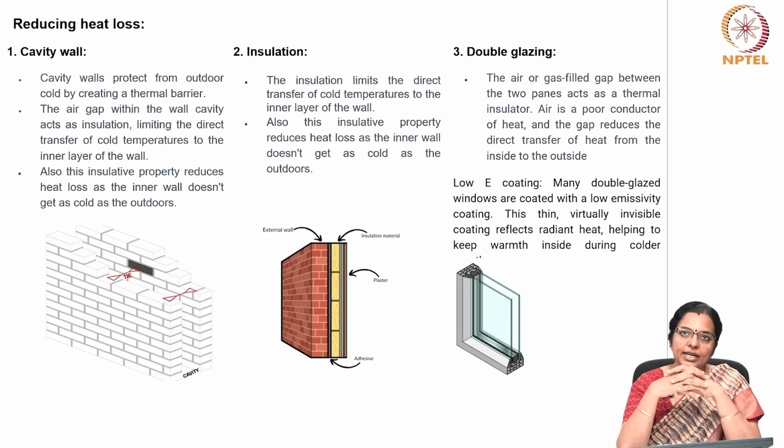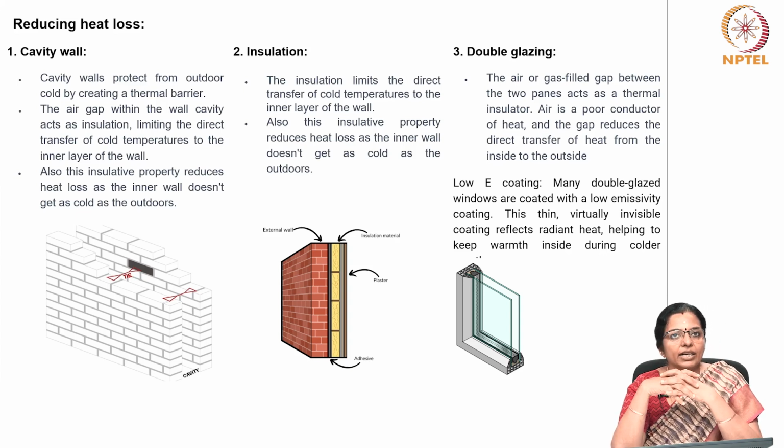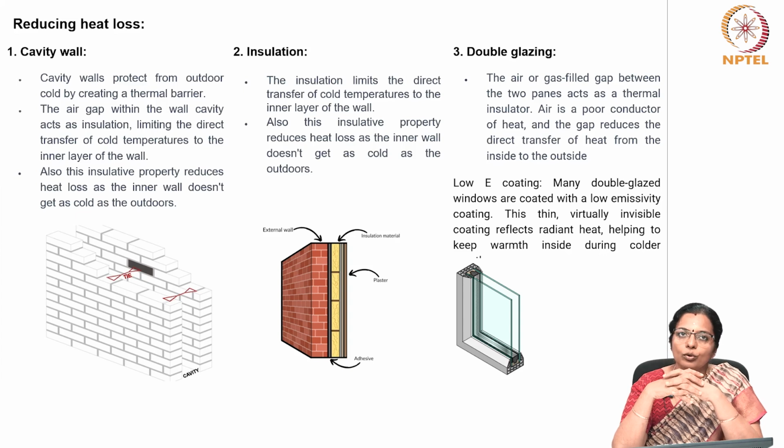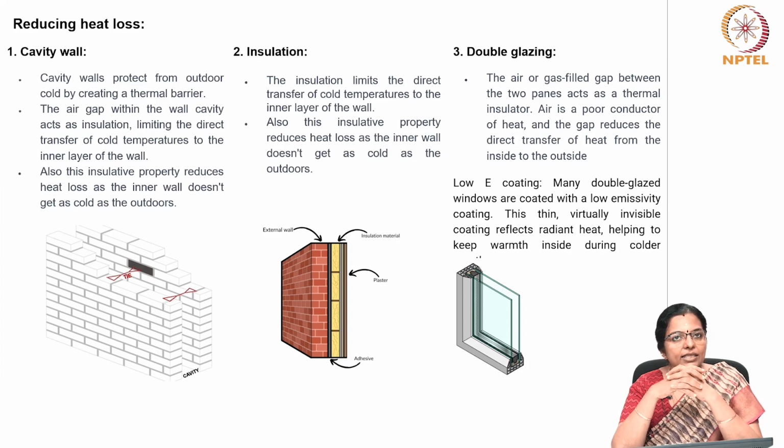Then for reducing heat losses, the systems that can be used are, first, cavity wall. A cavity wall protects from outdoor cold by creating a thermal barrier. The air gap within the wall cavity acts as an insulation, limiting the direct transfer of cold temperature to the inner layer of the wall. Also, the insulative property reduces heat loss as the inner wall doesn't get as cold as the outdoors.